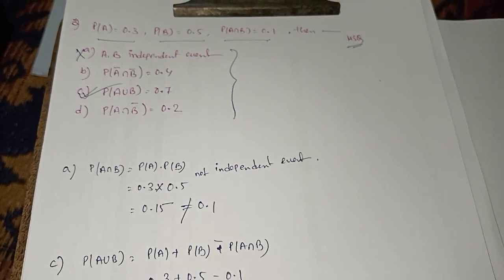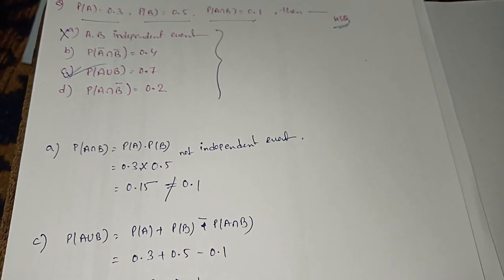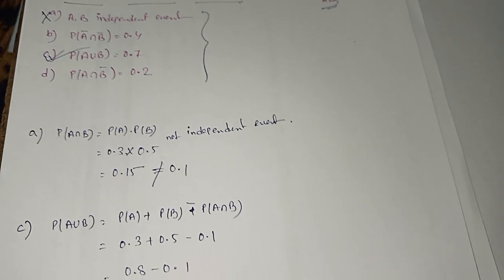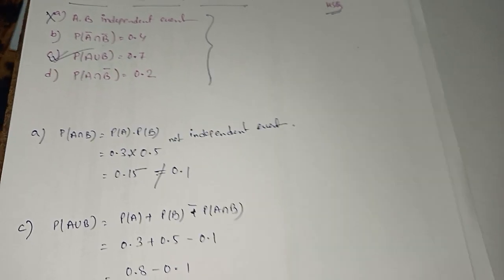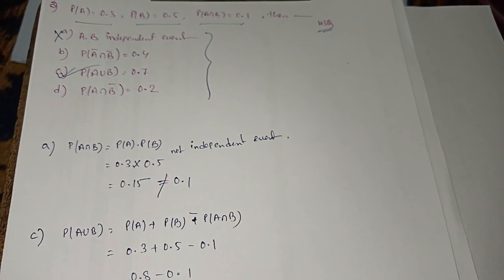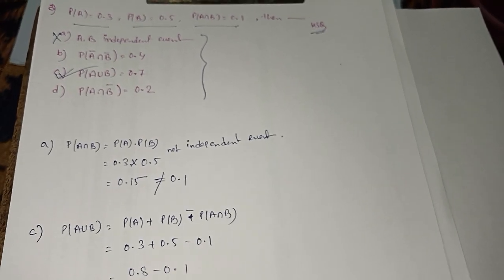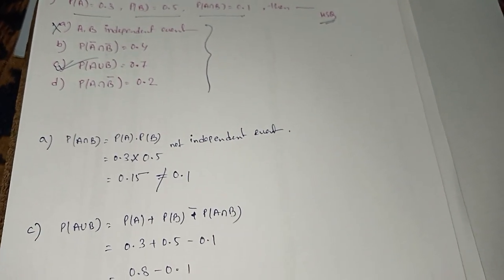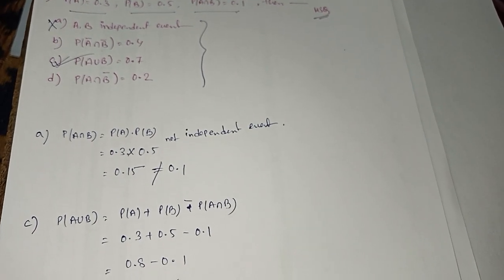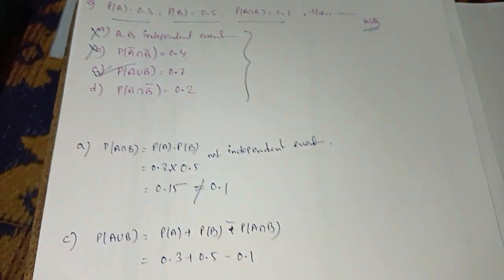So P of A bar intersection B bar means 1 minus P of A union B, since we are not taking A and not taking B. So we are taking 1 minus P of A union B. P of A union B we can easily say is 0.7. So P of A bar intersection B bar is equal to 0.3. In the options given, 0.4 is not there, so option B is also ruled out.